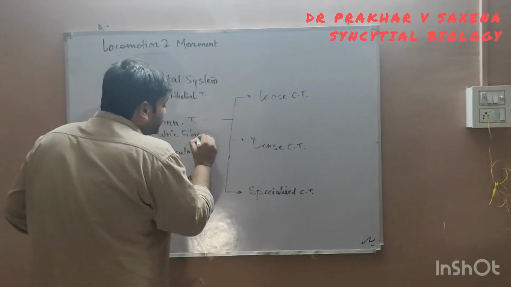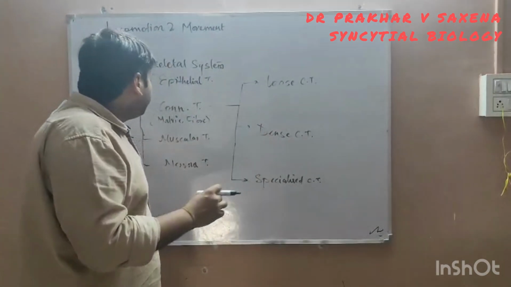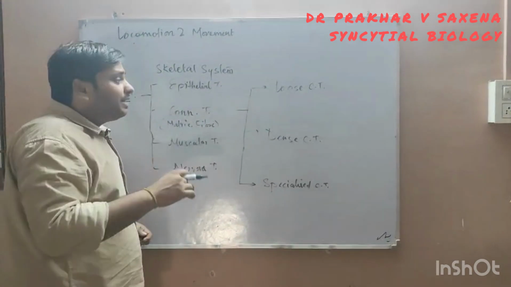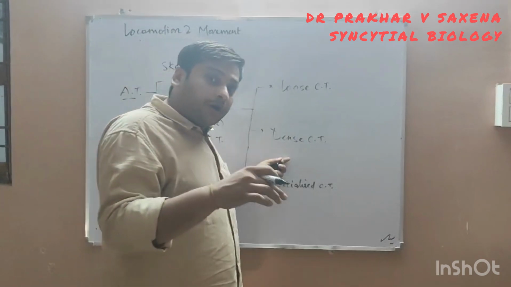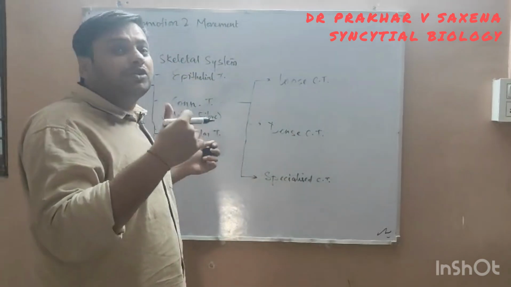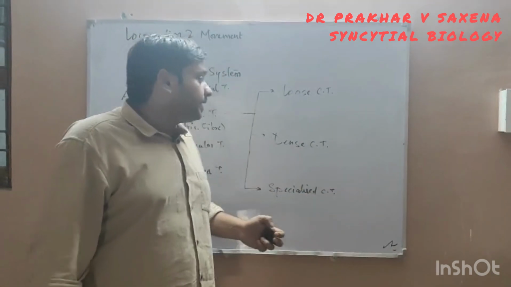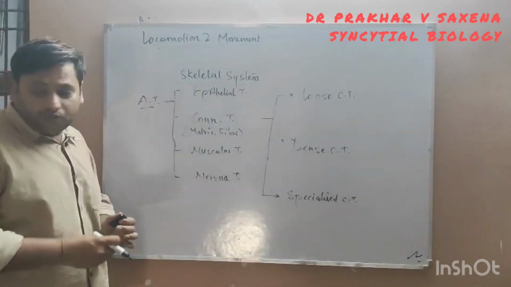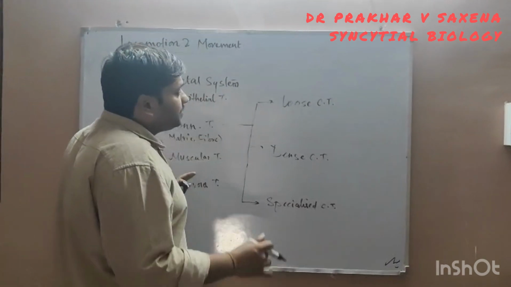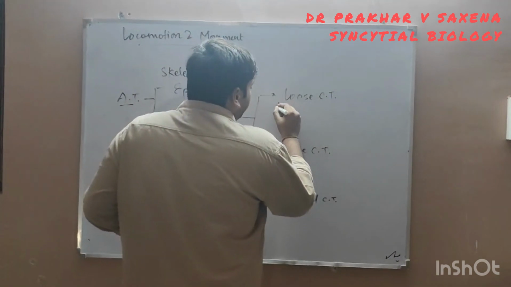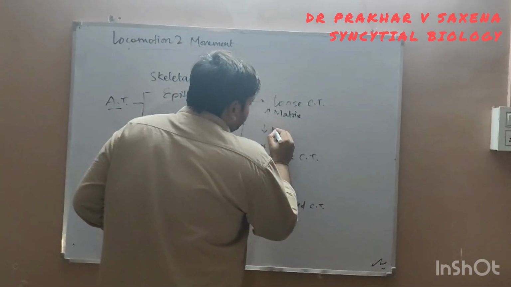So, matrix is the ground substance in which fibers are dispersed, okay? And the amount of this fiber and matrix tells us whether the connective tissue is loose, dense, or if there are added minerals or specialized function, that connective tissue comes under specialized connective tissue. Okay. So what happens in loose connective tissue? In loose connective tissue, as the name suggests, there will be more matrix and fewer fibers.